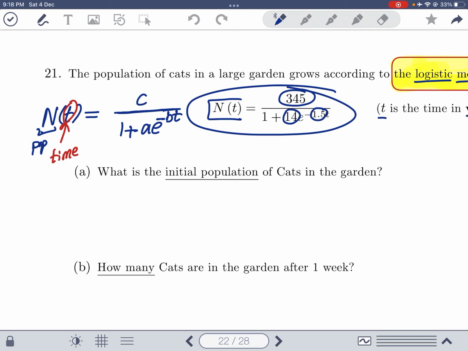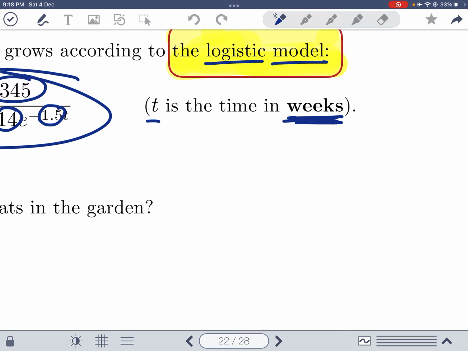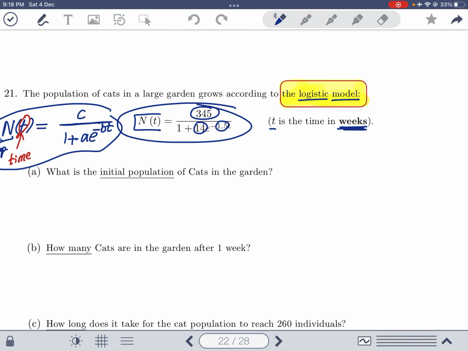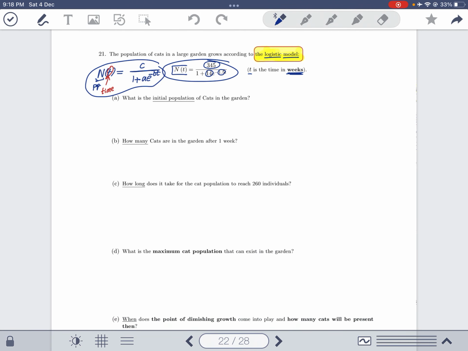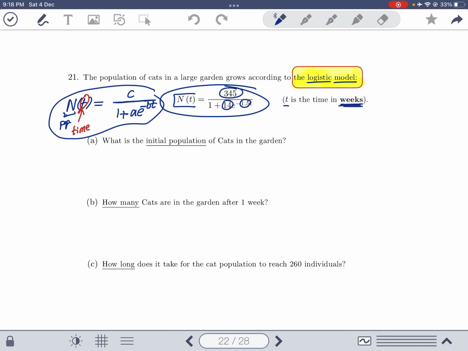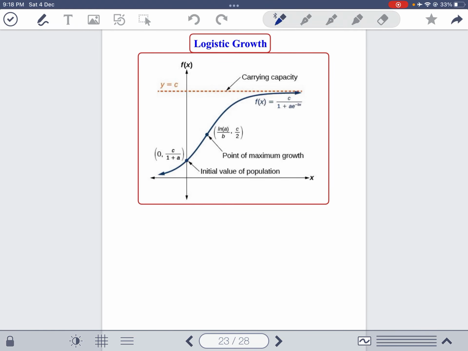Let's say in this question it's the population at time t, and depending also on the question, they tell you the time is given in weeks or in years or in days, depends on what you're studying. But in this case, we have A, B, C, D, E. We will solve actually all of them in one shot. But in order to do this, we will spend a couple of minutes talking about logistic growth in general.